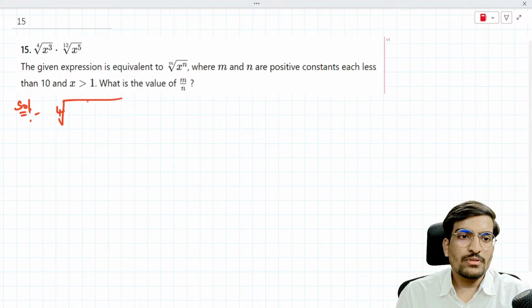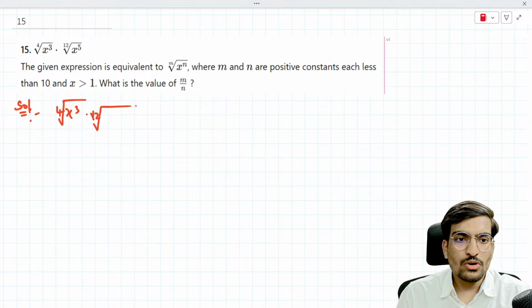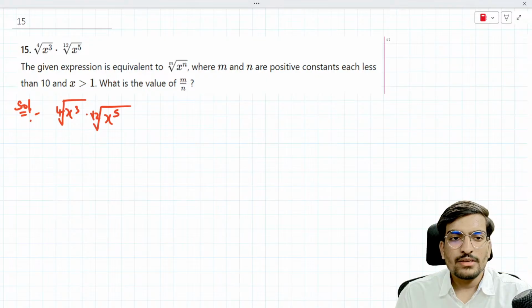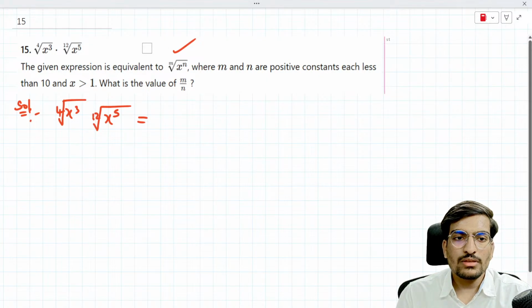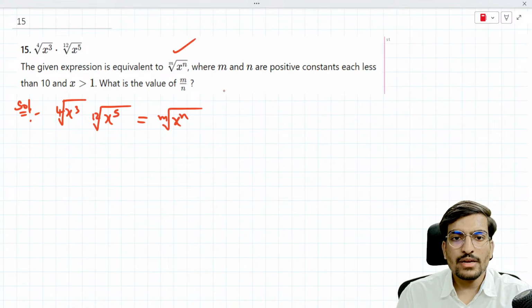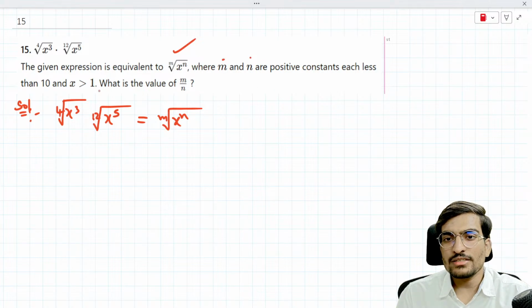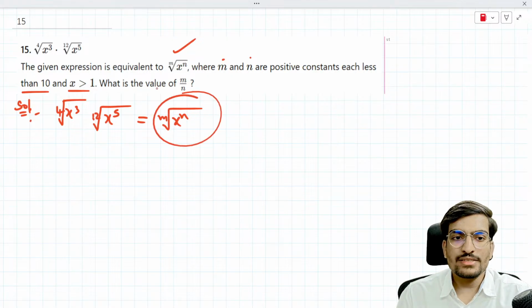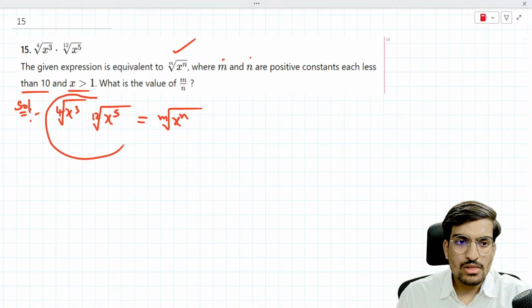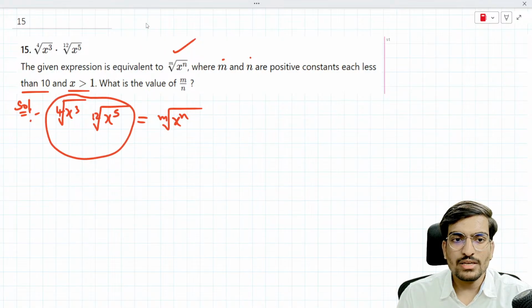They give an expression: fourth root of x cubed times 12th root of x raised to the power of 5. The given expression is equivalent to the mth root of x to the power n, where m and n are positive constants, each less than 10, and x is greater than 1. What is the value of m by n? So we have to solve this and make it look like this, and we get the values of m and n.